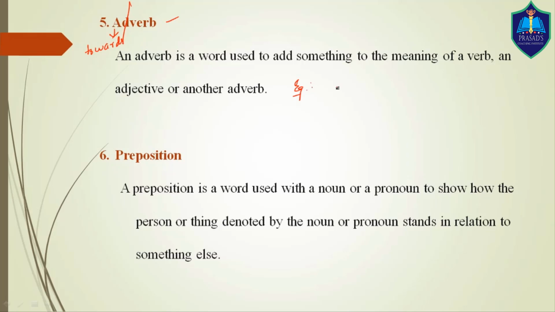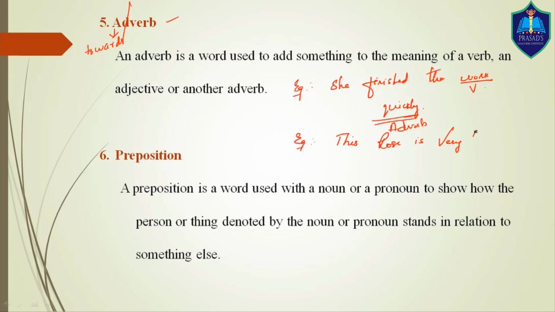Example: she finished the work quickly. And here work is a verb and quickly is an adverb in the example. Work is the verb, quickly is the additional explanation to the verb, and that's why it is taken as an adverb. And another example: this rose is very beautiful. So very is an adverb over here. Here very is used to enhance the beauty of the flower. So this is the meaning of the word adverb.